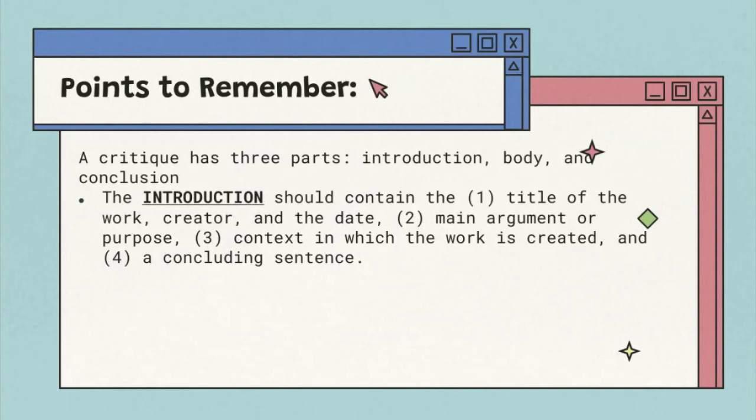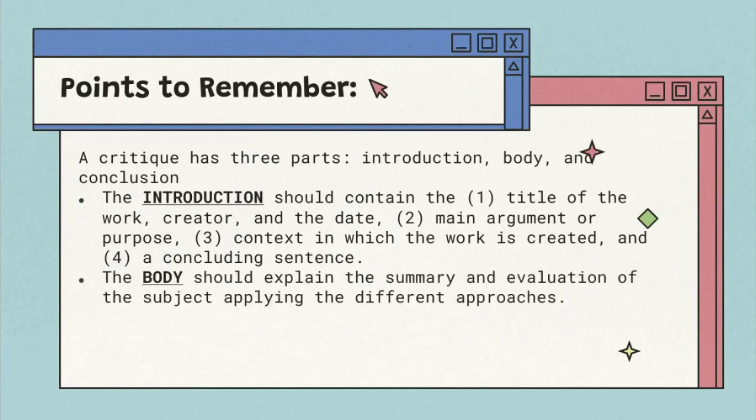Next, the body. The body should explain the summary and evaluation of the subject applying the different approaches. So this section should give a detailed assessment of the different elements of the work or how the creator was able to achieve the purpose. So for example, you may evaluate a story's plot structure, characterization, and setting. Or for an artwork, like a painting, you will evaluate its composition, brush strokes, color and light, and so on.